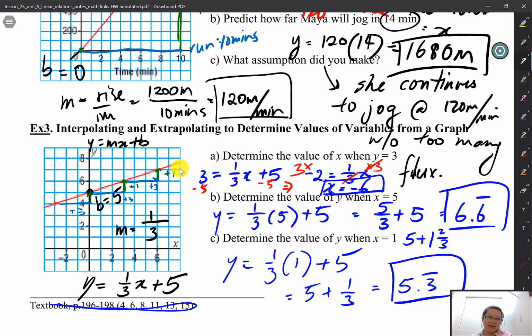That's the beauty, again, of your slope y-intercept form. So I hope you find it useful and hope you like this form, and we'll be able to put it into practice.